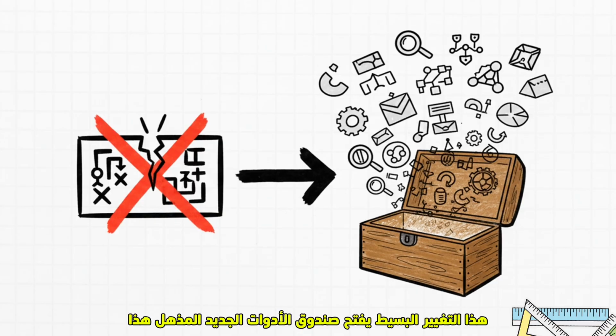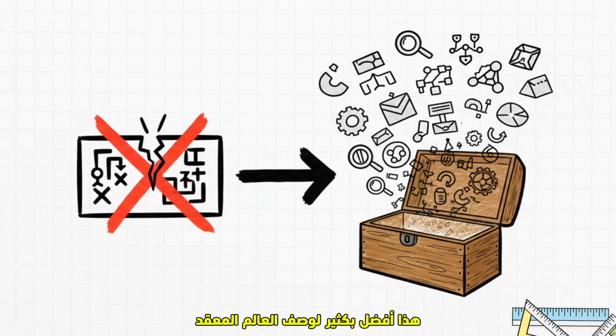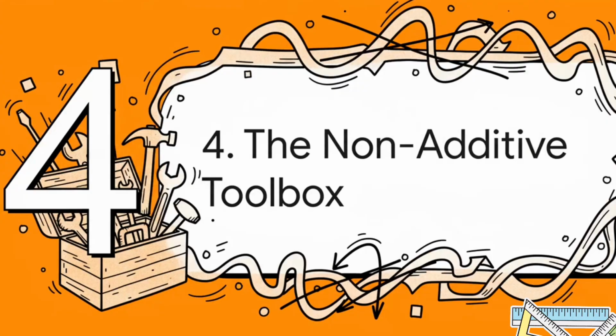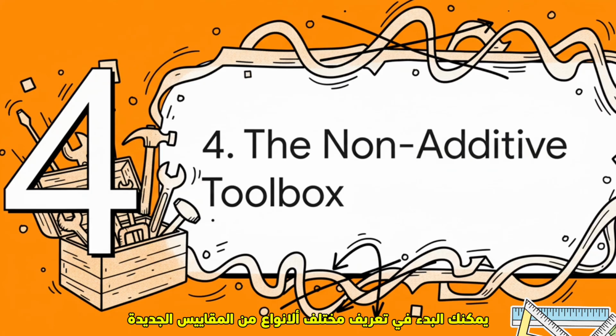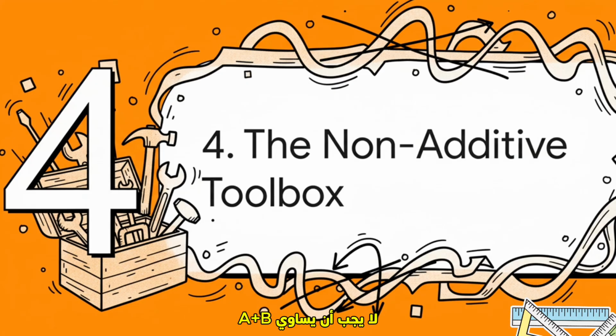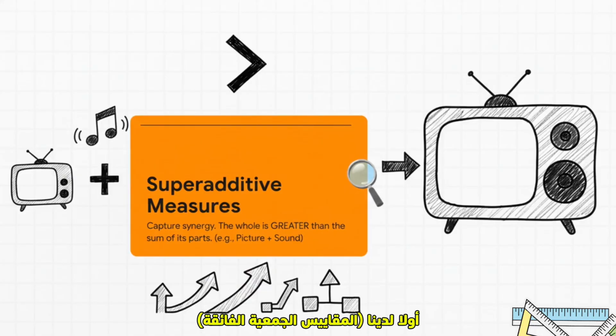This one simple change unlocks this amazing new toolbox that's so much better for describing the complex, interconnected world we actually live in. So, what's in this new toolbox? Well, once you're not shackled to that additivity rule anymore, you can start defining all sorts of new measures. Think about it. If the value of A and B together doesn't have to equal A plus B, then that means it could be more than the sum, or it could be less, and that's exactly where these new tools come from.